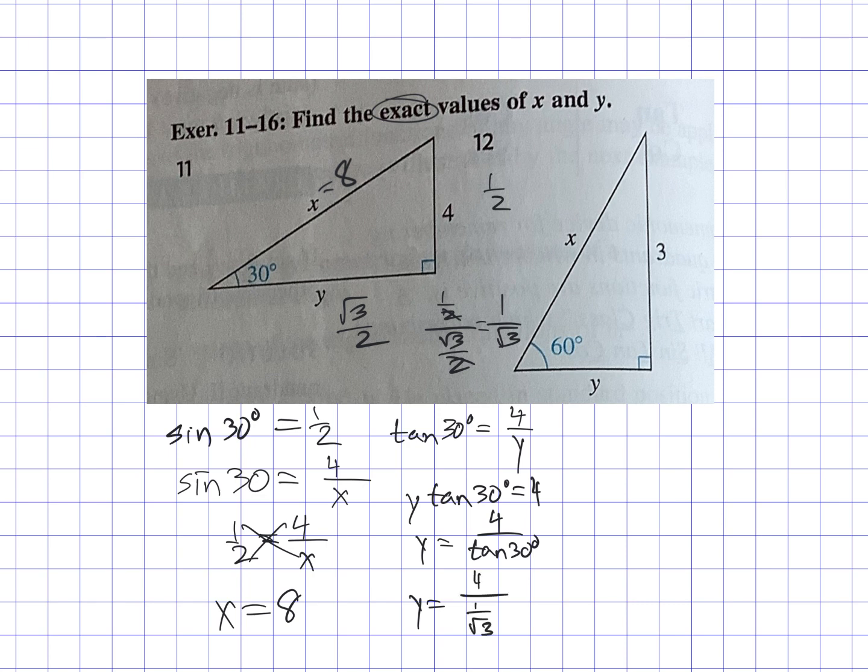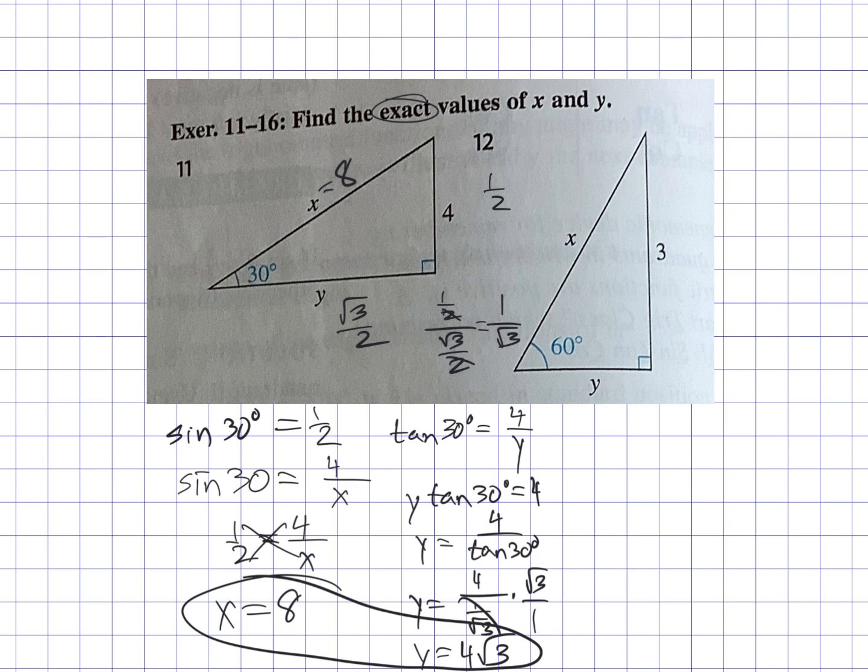So now you have a fraction inside of a fraction. So we're going to multiply the top by the square root of 3 over 1. So y is equal to 4 square root of 3. All right, so those are your answers for number 11.